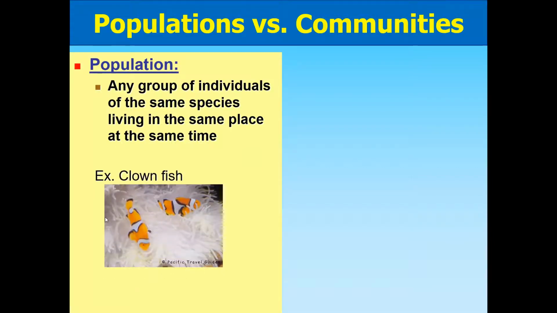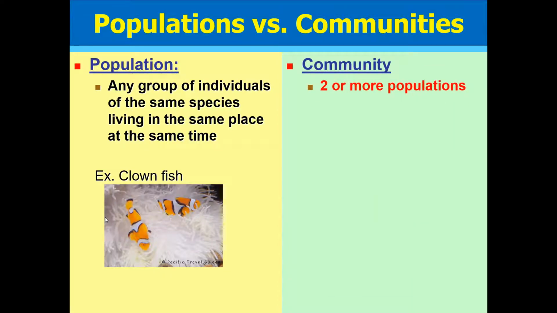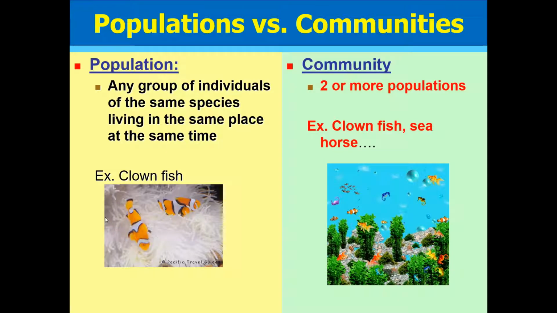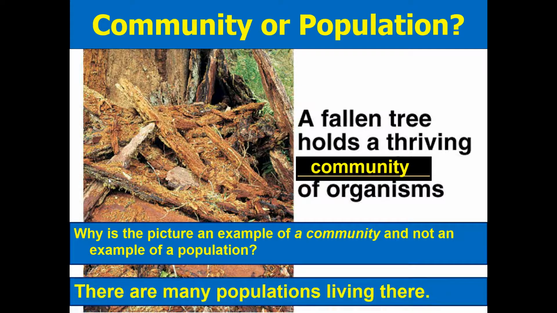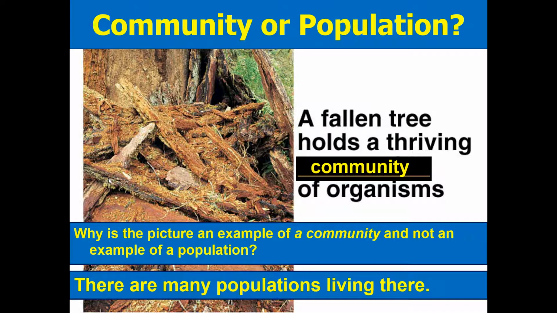A population is any group of individuals of the same species living in the same place at the same time. A community is two or more populations. Is this a community or a population? A fallen tree holds a thriving community of organisms because there are many populations living there.